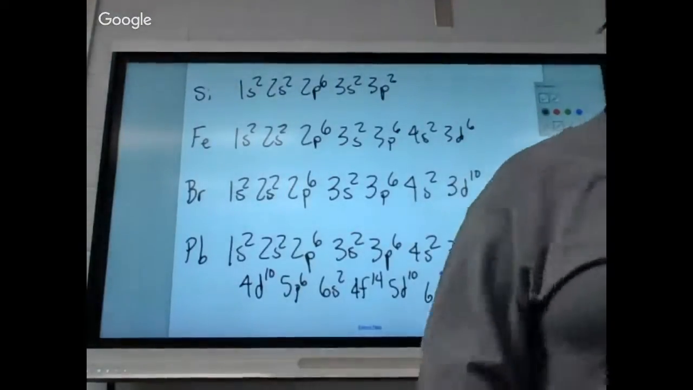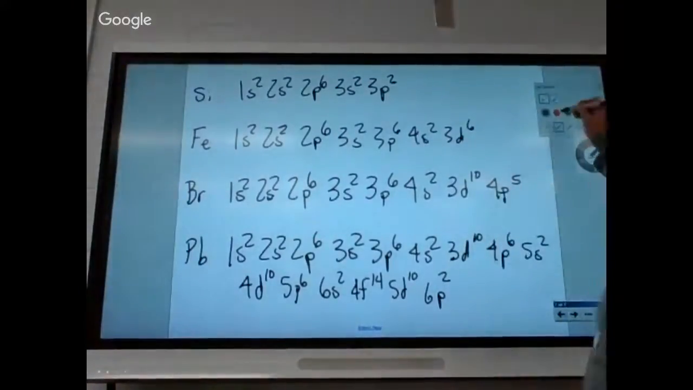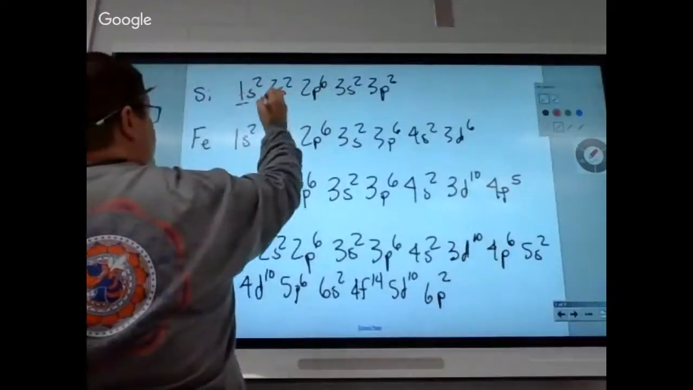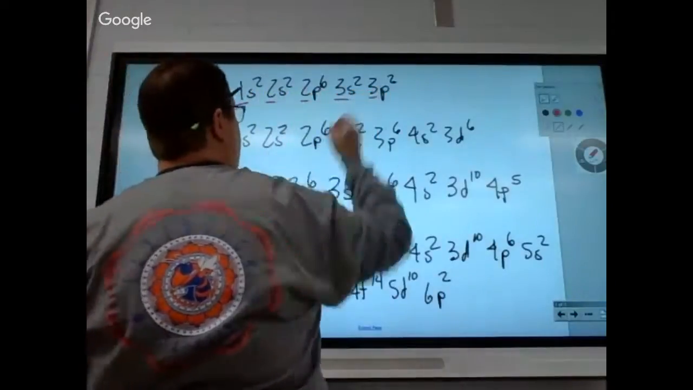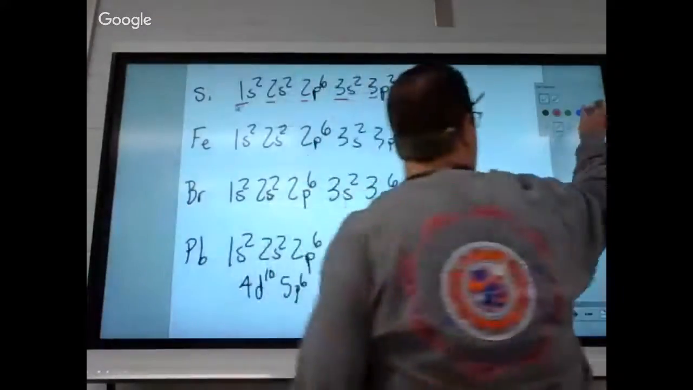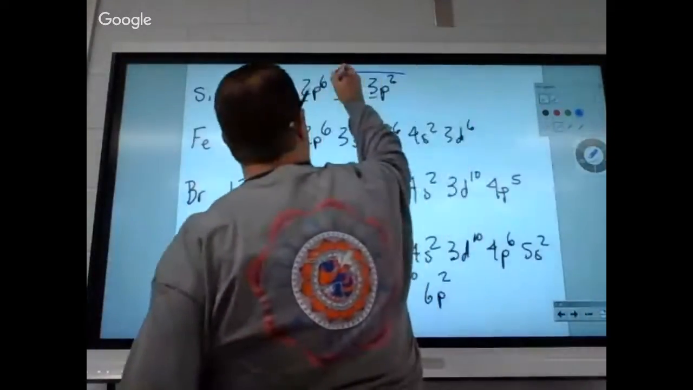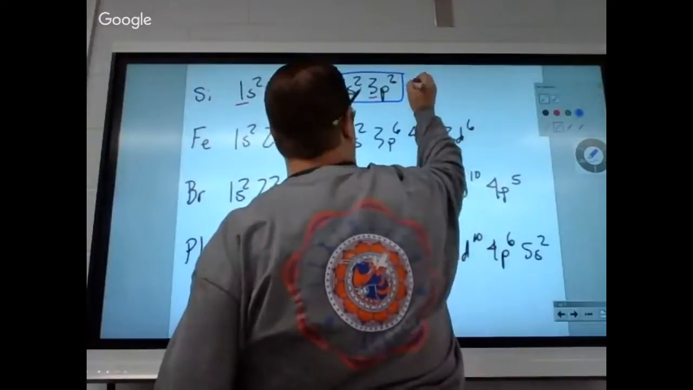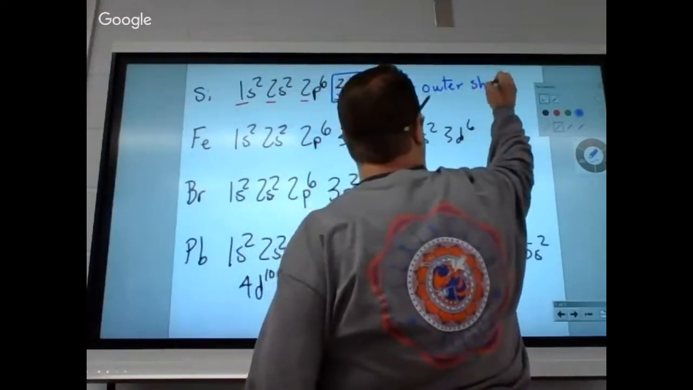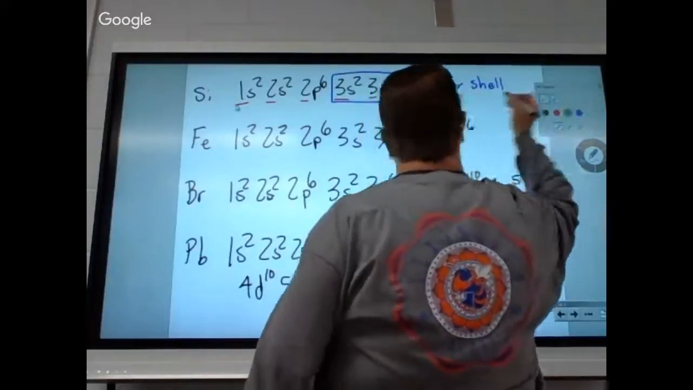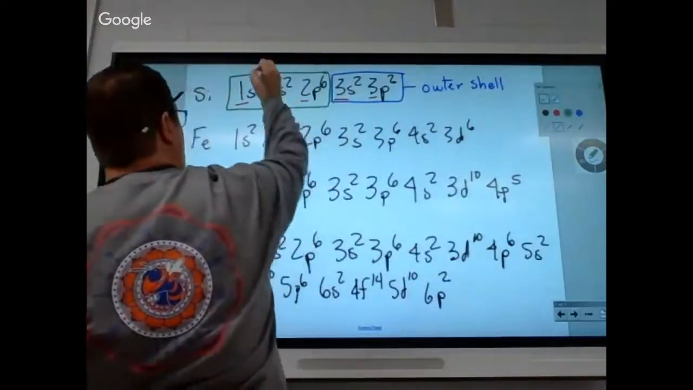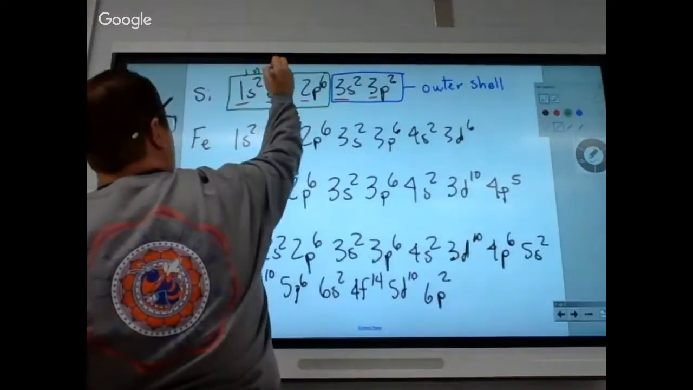There it is. Then you're just looking at the coefficients. So you have 1, 2, 2, 3, 3. What's the biggest coefficient? 3. So the outer shell is the 3. This is the outer shell. That means all of this, by default, is the inner shell.